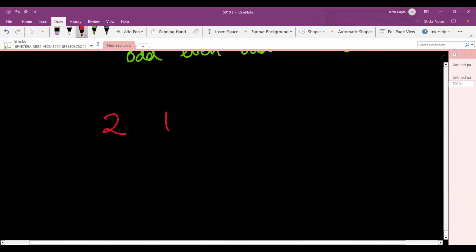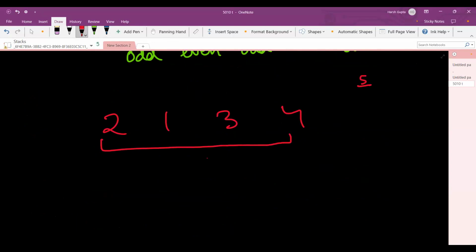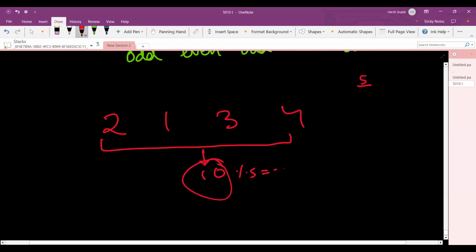Suppose you have an array 2, 1, 3, 4, and you want the sum to not be divisible by 5. Just take the entire array as a subarray. Tell me what sum you are getting. If I'm not wrong, you are getting a sum of 10, right? And this 10 is divisible by 5.